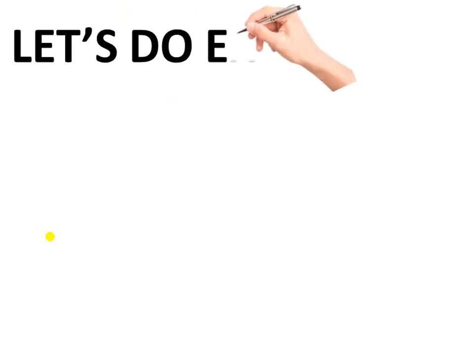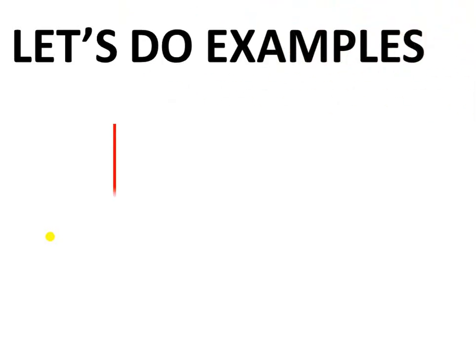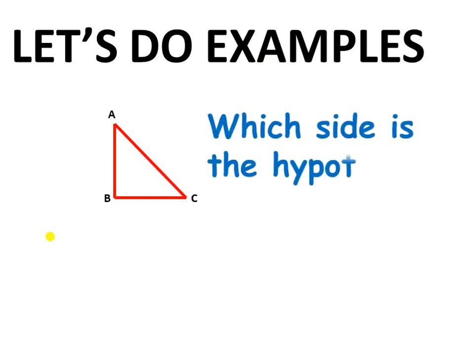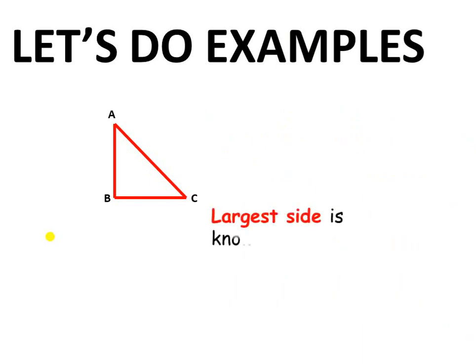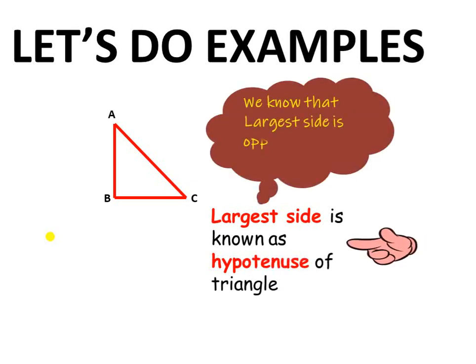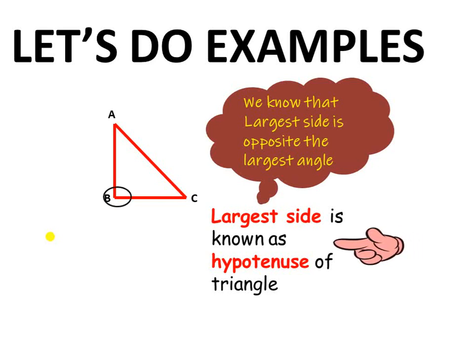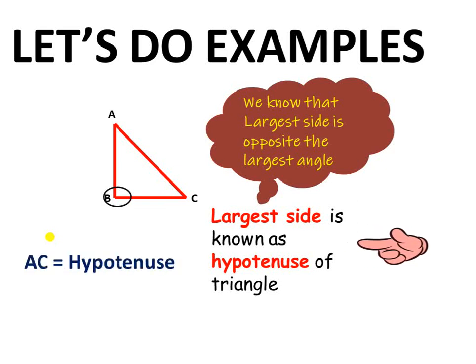Let's do some examples regarding the hypotenuse of the triangle. So here is a triangle ABC. Which side is the hypotenuse? Any idea? Yes. The largest side is known as the hypotenuse of a triangle, and we know that the largest side is opposite to the largest angle. Here angle B is the largest angle because it is 90 degrees, and AC is the side that is opposite to the largest angle. So AC is the hypotenuse of the triangle ABC.